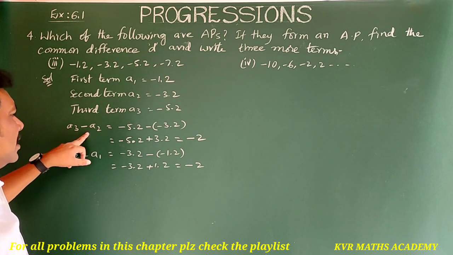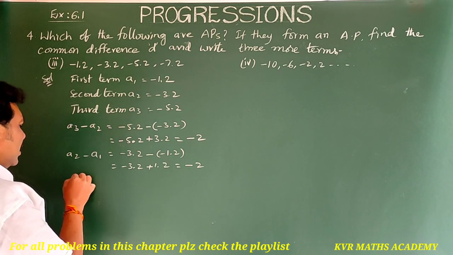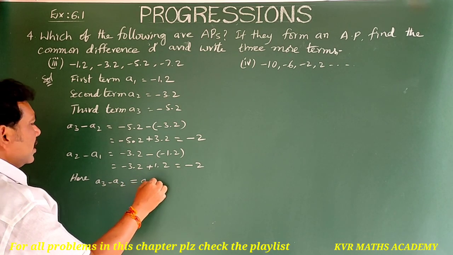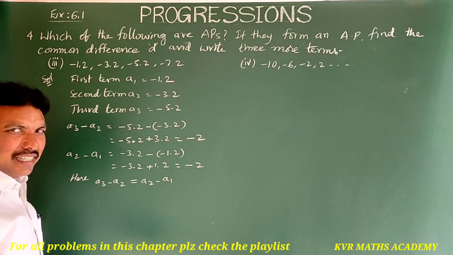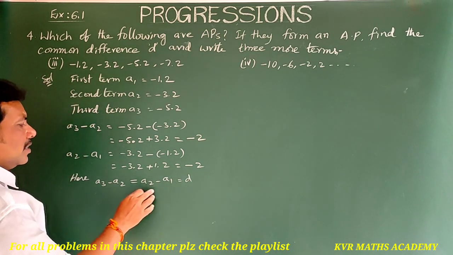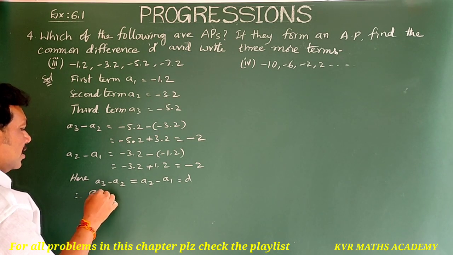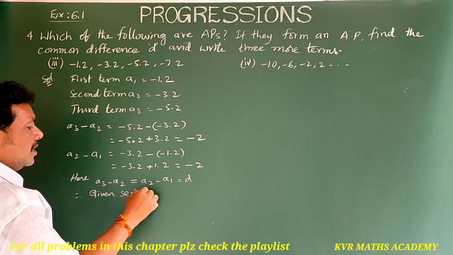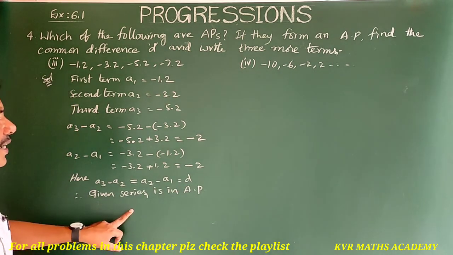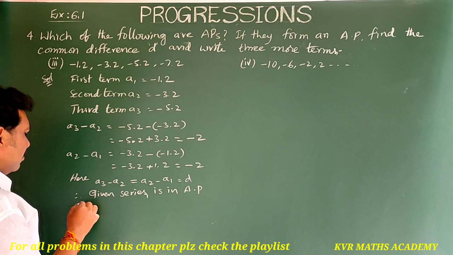a3 minus a2 is equal to minus 2, and a2 minus a1 is equal to minus 2. Here a3 minus a2 is equal to a2 minus a1, so the common difference is the same in both. That is equal to d. Therefore, the given series is an AP. Next we have to find the next 3 terms. Yes, a5.